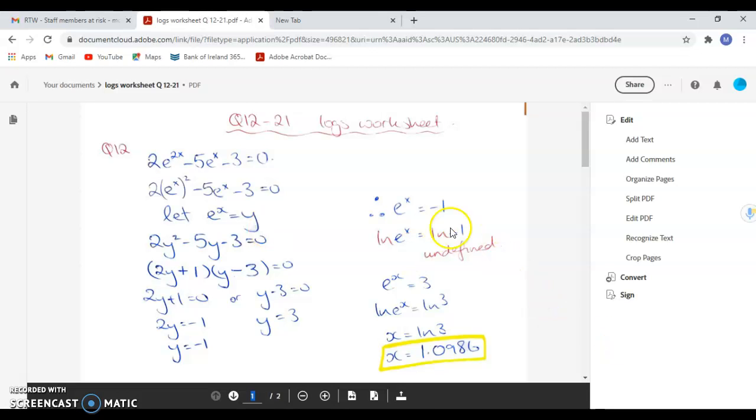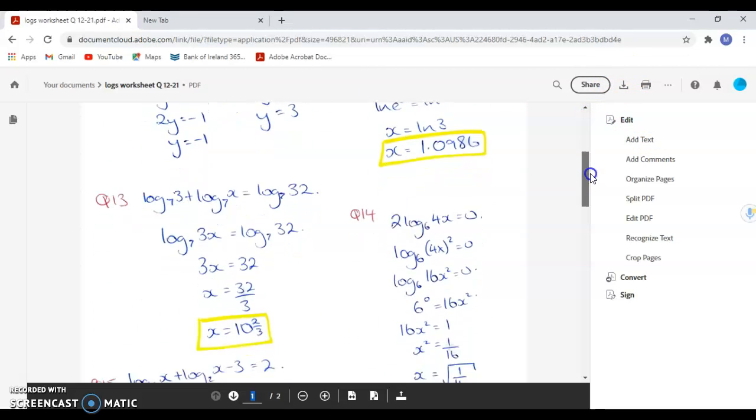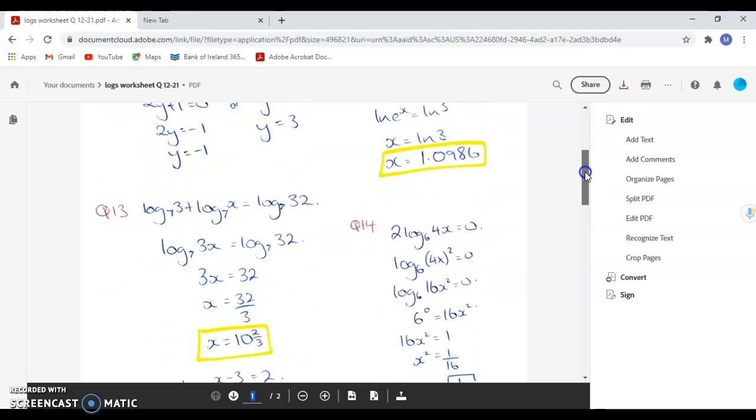Okay, so can't get the ln of a negative number, so forget about that one, undefined. The other one, e to the x is equal to 3, so get the ln of both sides, and that gives me 1, so that's gone, and just left with x is equal to ln of 3, and that then just throw it into the calculator, 1.0986. Okay, so that's substitution for question 12.